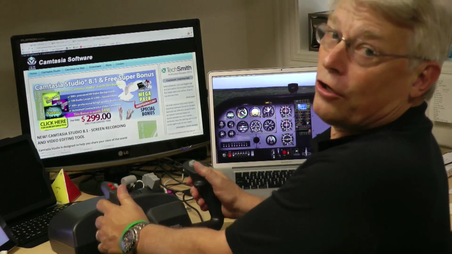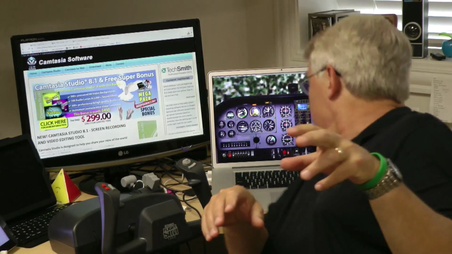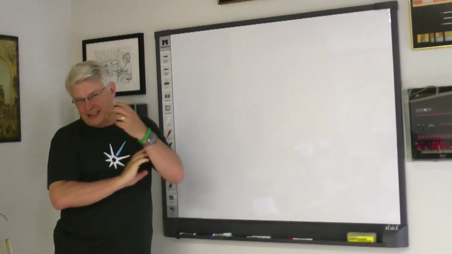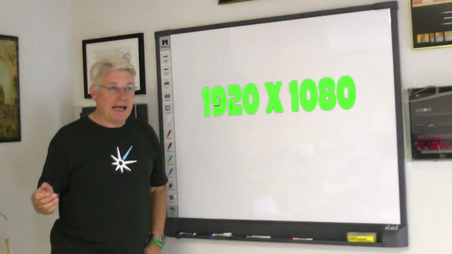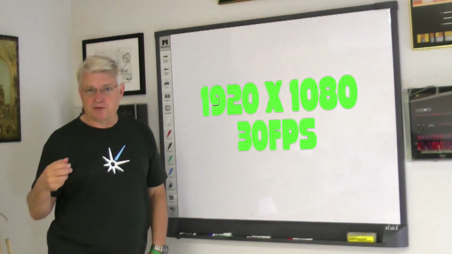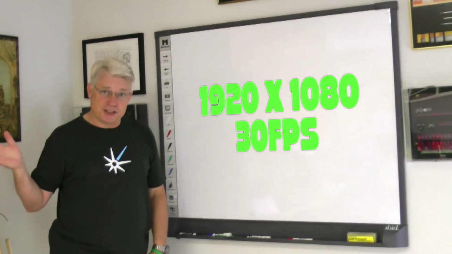Oh yeah, so for shooting and editing, I use a tool called Camtasia 2. It's pretty good at what it does. It lets you record the screen. I set the screen resolution to 1920 by 1080 and the frame rate to 30 frames per second. Camtasia does the rest.